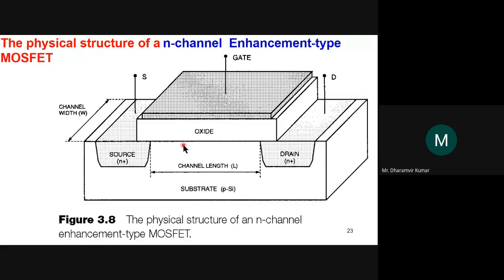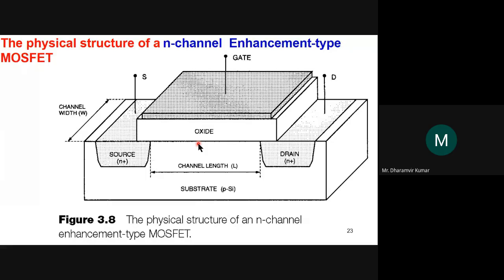Okay, now in the case of depletion type MOSFET, the channel would already be implanted, would already be fabricated there. The channel will already exist. Now after application of a suitable voltage at the gate terminal, we would try to deplete the channel that already exists.